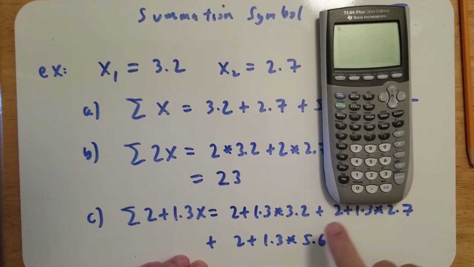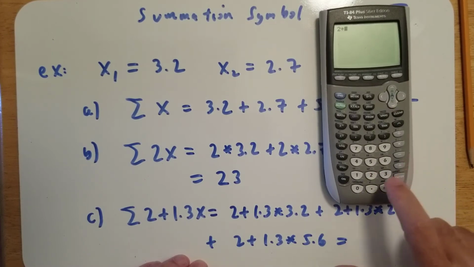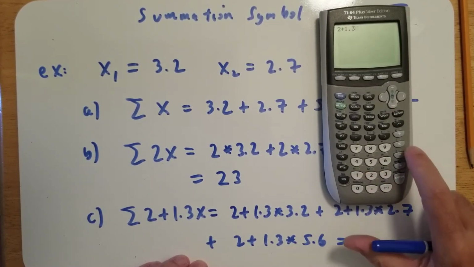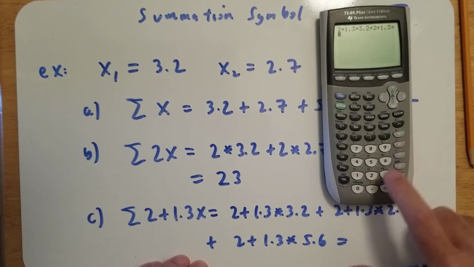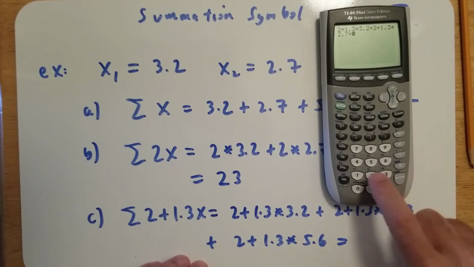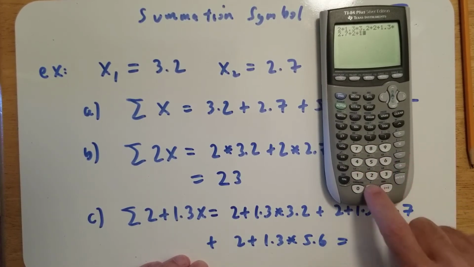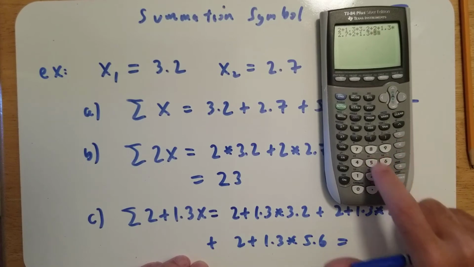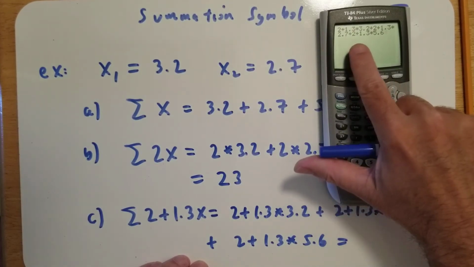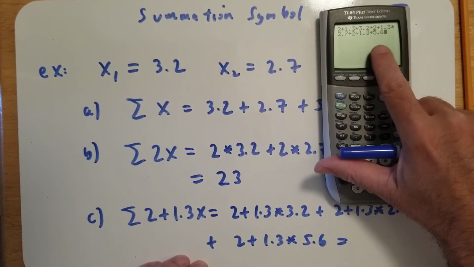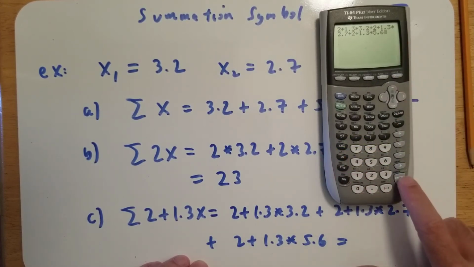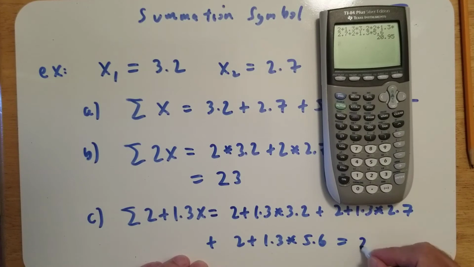We have to be very careful when entering this on the calculator. I'm going to clear that out. 2 plus 1.3 times 3.2 plus 2 plus 1.3 times 2.7 plus 2 plus 1.3 times 5.6. I'm checking. I hope that's correct. 20.95.